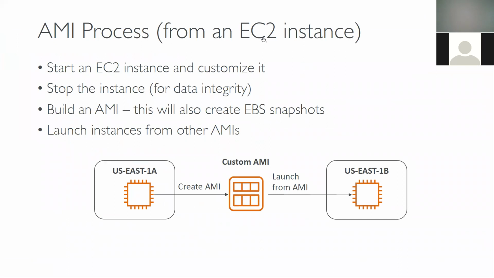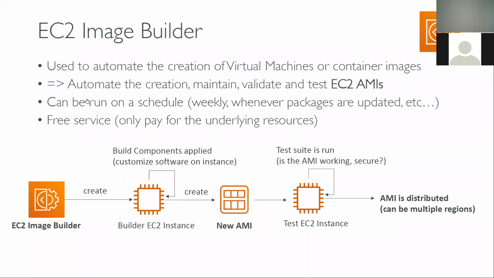AMI process from an EC2 instance. So, start an instance and customize it. Then stop. Okay? Build an AMI. This will also create an EBS snapshot, 8 gig. And then launch the AMI. The one I created, launch from AMI. So, there is now an AMI. It was just copied to my 8 gig hard drive. That's all. It doesn't install manually.